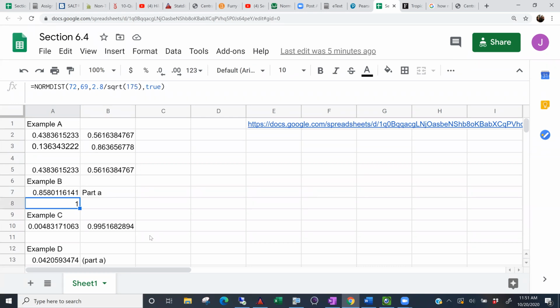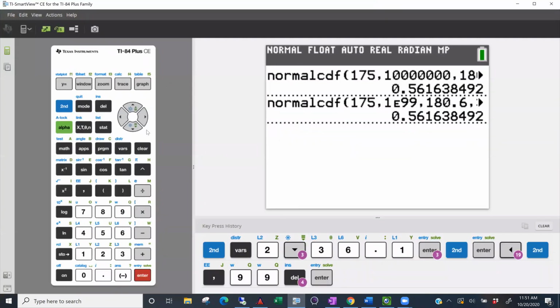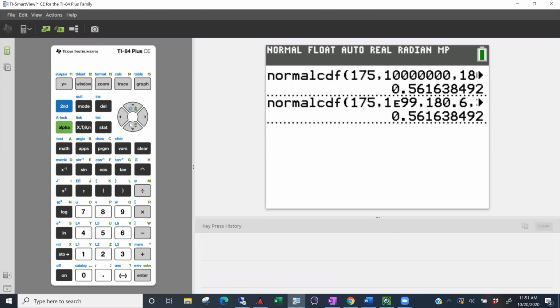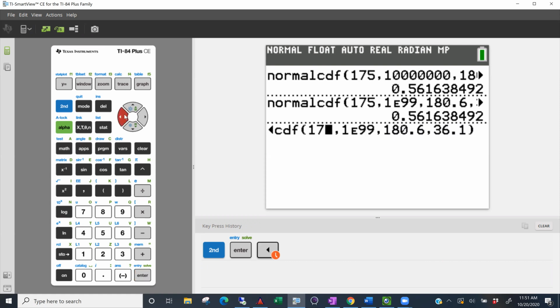Can we do it on the calculator? Sure. So on the calculator, here's another cool trick for you guys, just to save yourself some time. If you hit second and then enter, it'll bring up your previous calculation. And all I'm going to do is go back and modify it a little bit. Now I've got to be a little bit thoughtful. I need a lower bound and then an upper bound.